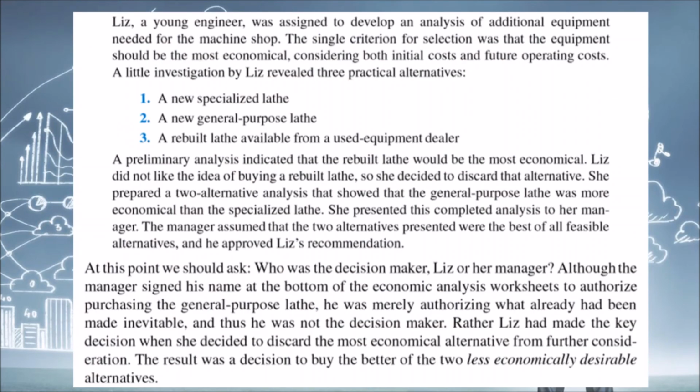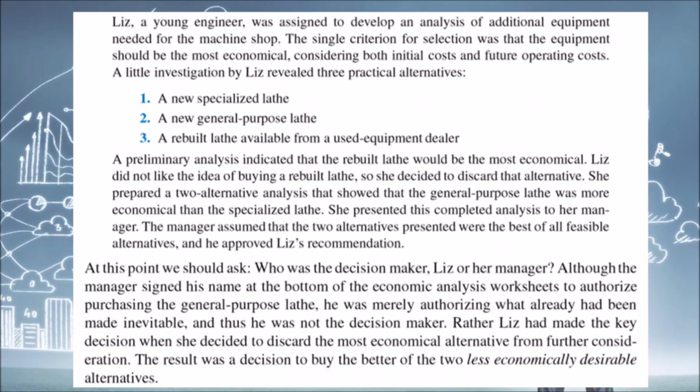Okay, so we have an example. Liz, a young engineer, was assigned to develop an analysis of additional equipment needed for the machine shop. The single criterion for selection was that the equipment should be the most economical considering both initial and future operating costs. A little investigation by Liz revealed three practical alternatives. Number 1, a new specialized lathe. Number 2, a new general purpose lathe. And number 3, a rebuilt lathe available from a used equipment dealer.